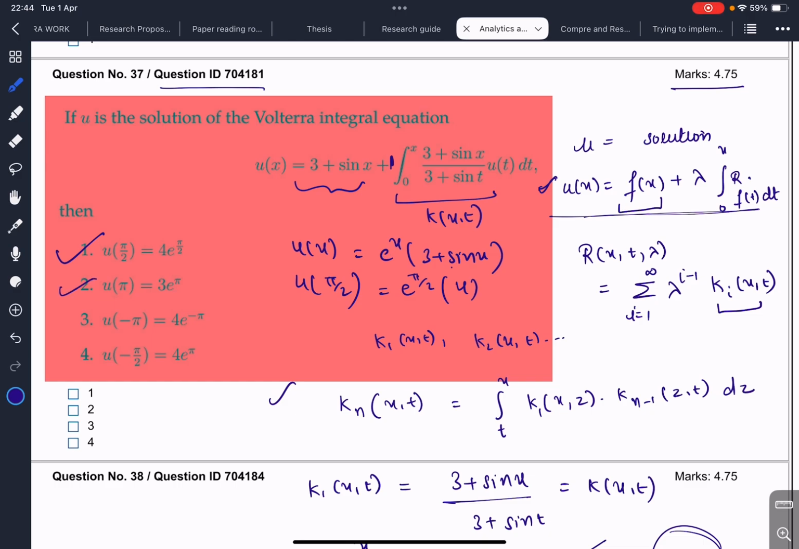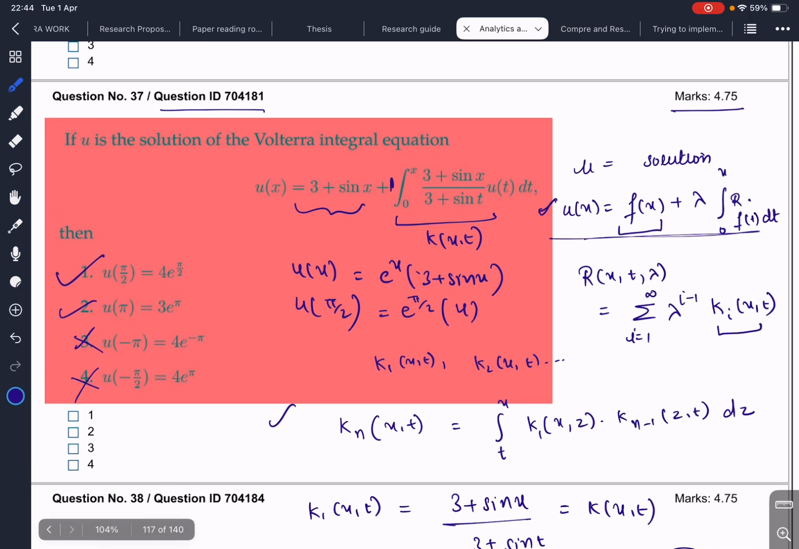What is u(minus pi)? You put minus pi here. Sin of minus pi will be 0, so it is 3 into e to the power minus pi. So this is wrong because here it will be only 3. What will be u(minus pi by 2)? You put minus pi by 2. Sin of minus pi by 2 is minus of sin pi by 2, which is minus of 1. So 3 minus 1 will be 2, so it is 2 e to the power minus pi by 2. So this is also wrong. So the correct answers are 1 and 2 for this particular question.